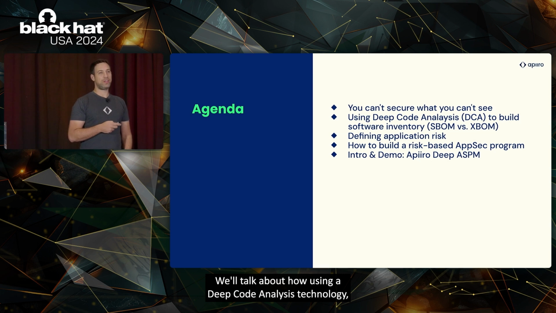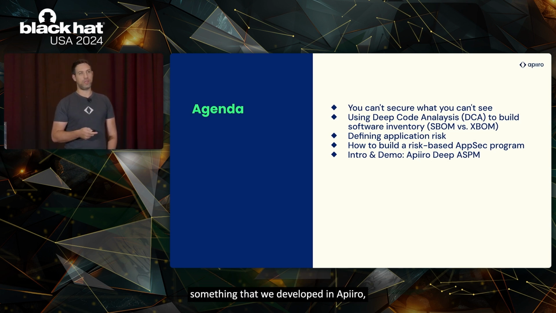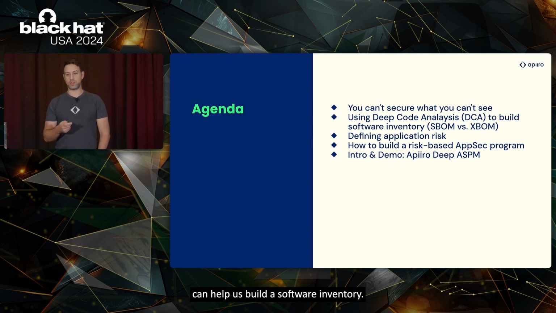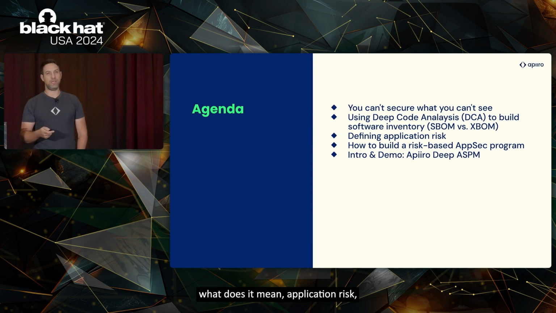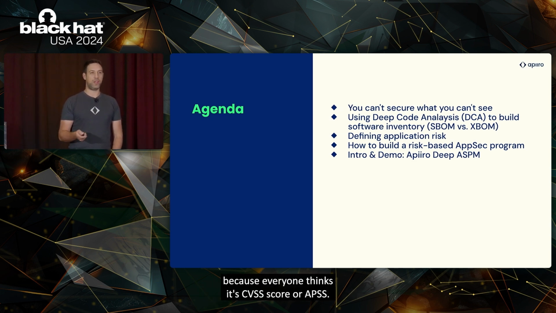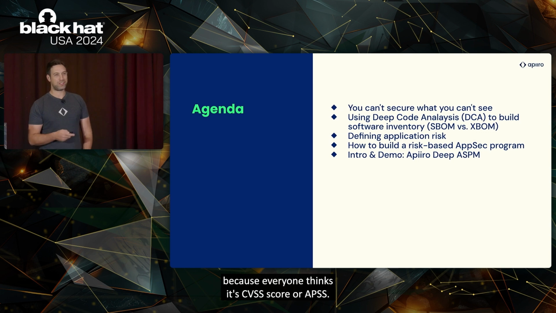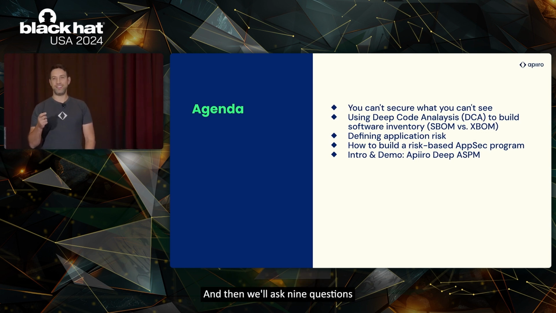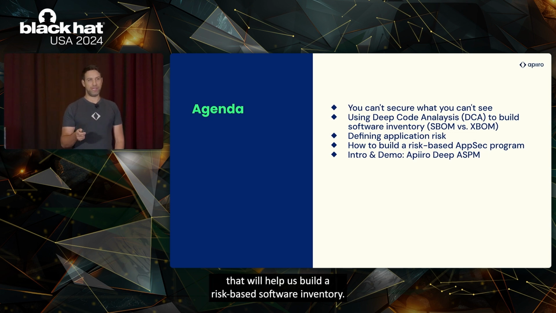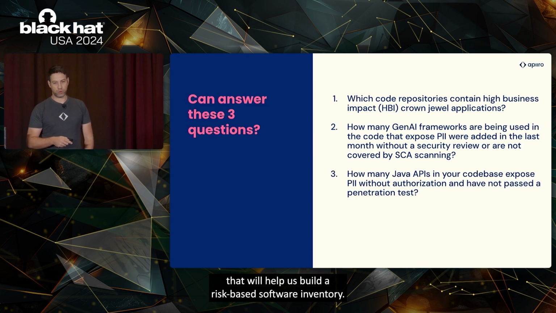We'll talk about how using a deep code analysis technology, something that we developed at Apiro, can help us build a software inventory. We'll talk a little bit about what application risk means, because everyone thinks it's a CVSS score or EPSS. No, it's not. And then we will ask 9 questions that will help us build a risk-based software inventory.